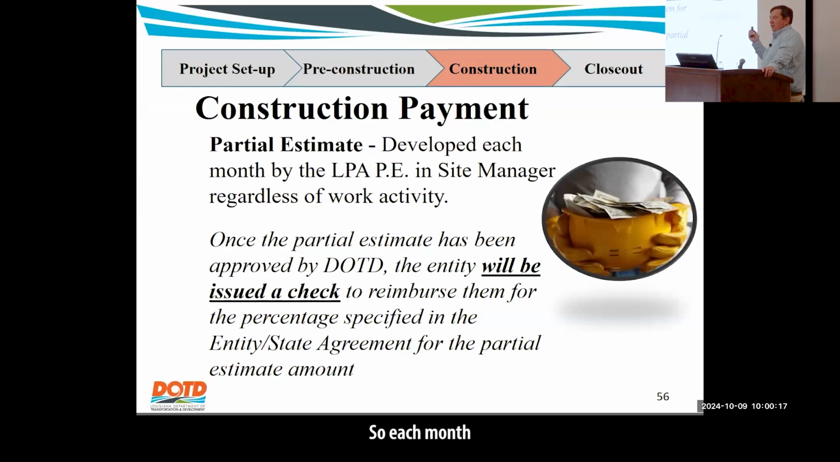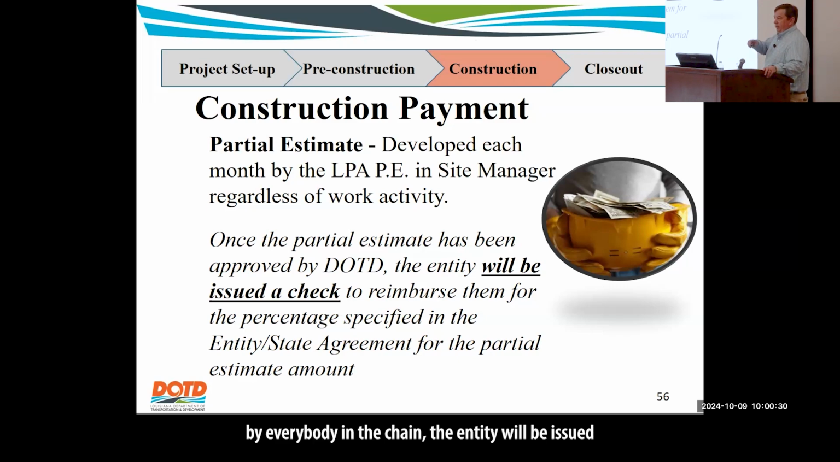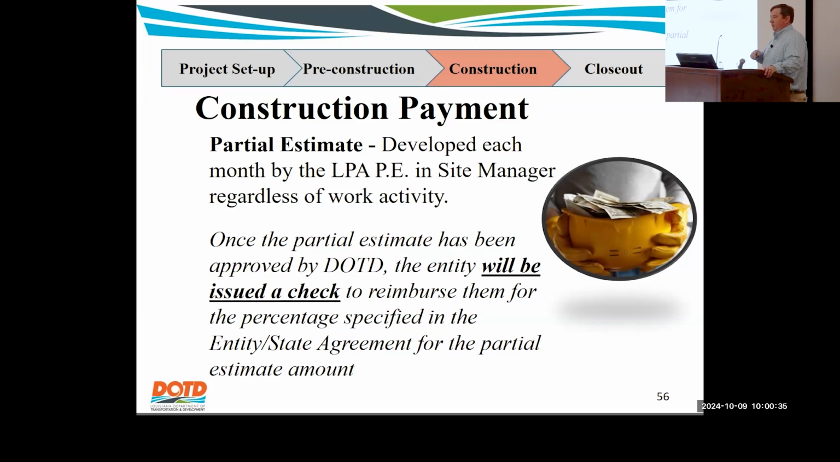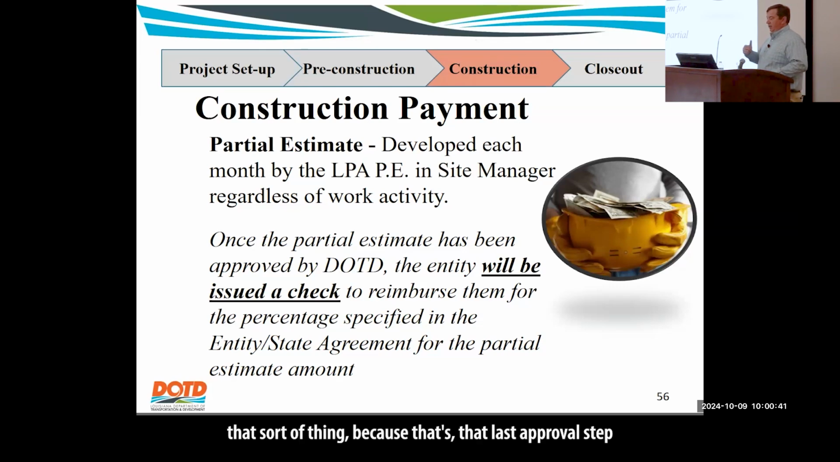All right, so each month, you're going into Site Manager to create your estimate for now, until we go to Headlight. And then you'll just go into Headlight to generate it every 30 days. But once it's been approved by everybody in the chain, the entity will be issued the reimbursement or disbursement check based on the paperwork that was involved, because that last approval step is Venice's group, and they're going to make sure that all that documentation is there.